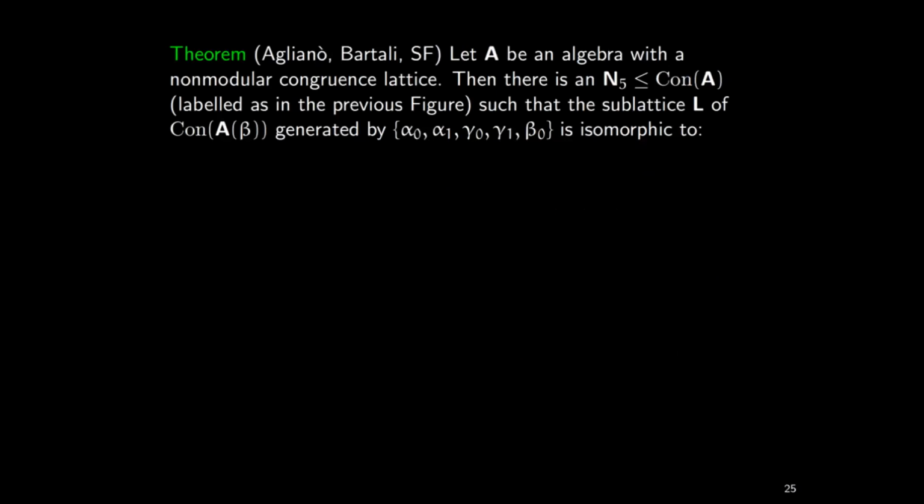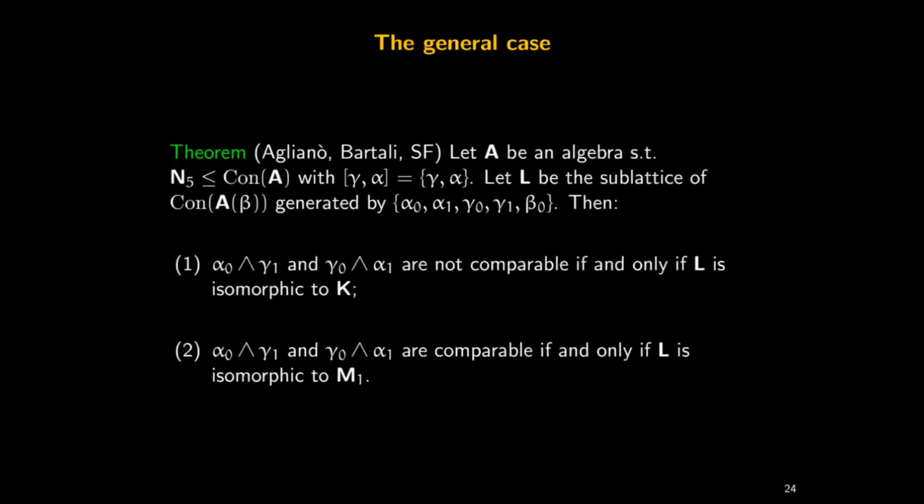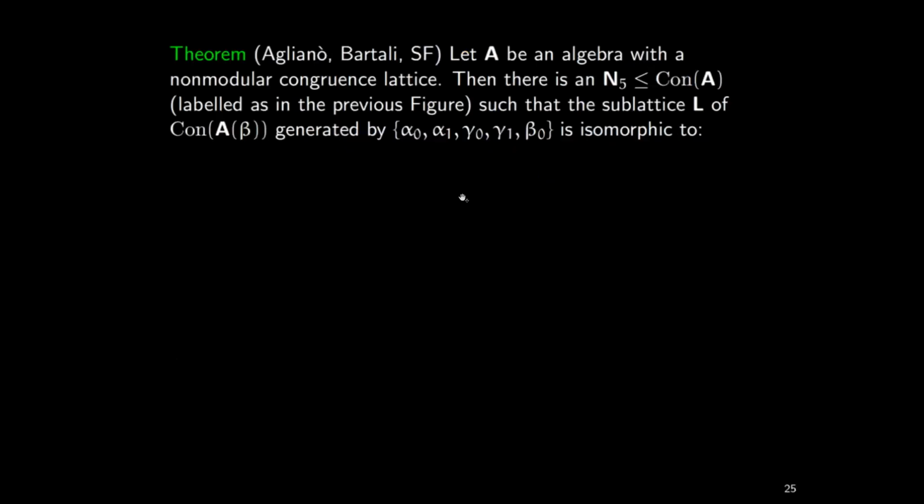Of course, this result can be strengthened a little, because since we are talking about the congruence lattice, and since congruence lattices are weakly atomic, if we have a general copy of N5 such that the interval gamma alpha is not composed of only two congruences, we can actually find, as a sublattice of this N5, an N5 satisfying the hypothesis of the theorem before.